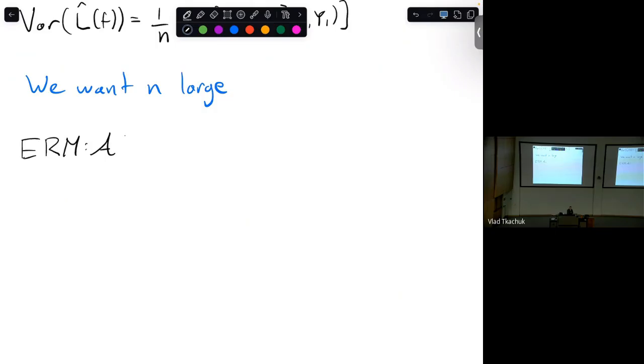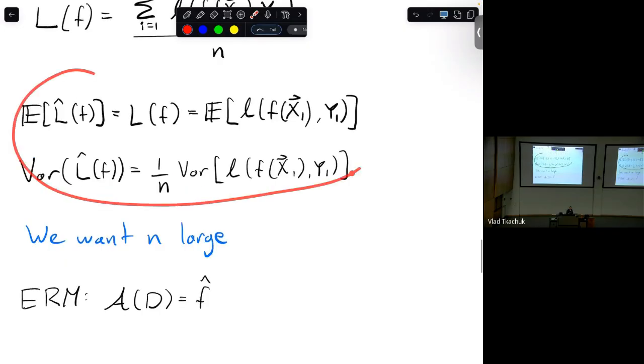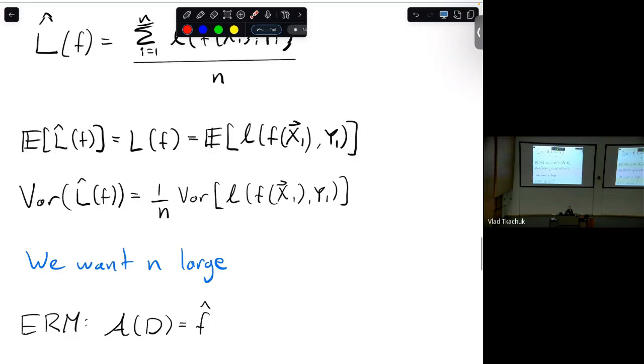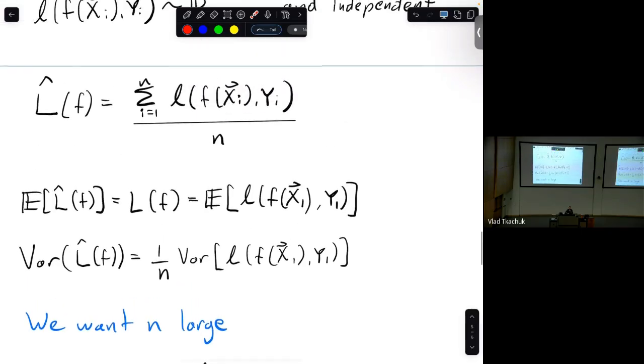I just want to make clear that ERM is this thing where you have a learner, you pass in a random data set, and it outputs a random predictor f hat. This thing will change with data. And the question becomes: did all the above still work the same way? And the answer is kind of, but not really. Let's see what went wrong.